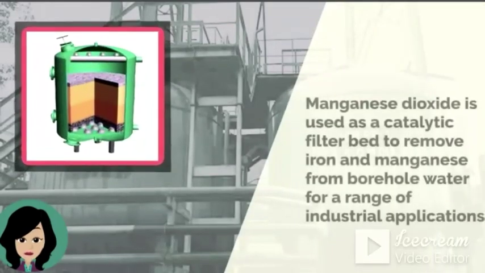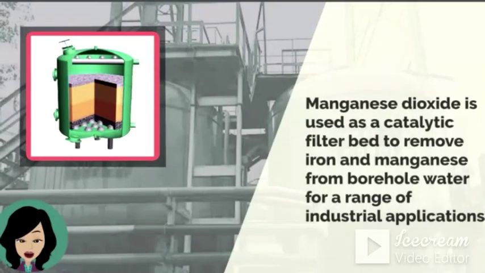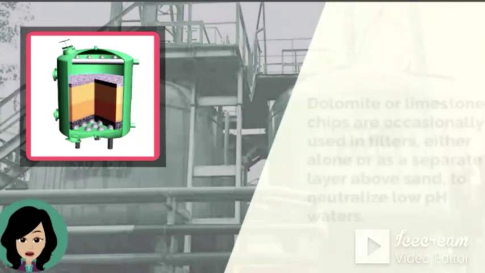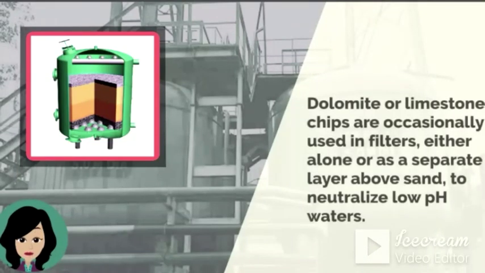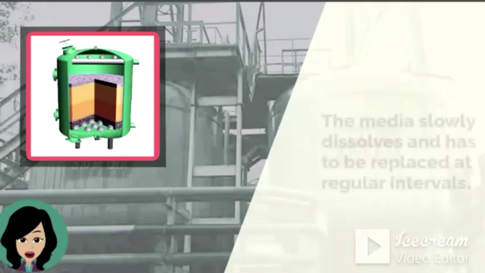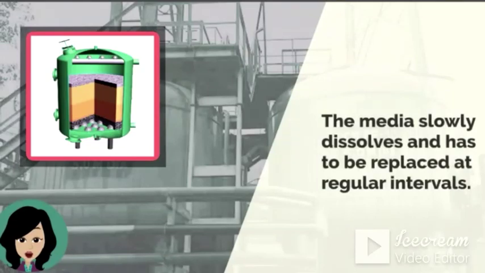Manganese dioxide is used as a catalytic filter bed to remove iron and manganese from borehole water for a range of industrial applications. Similarly, dolomite or limestone chips are occasionally used in filters, either alone or as a separate layer above sand, to neutralize low pH waters. The media slowly dissolves and has to be replaced at regular intervals.